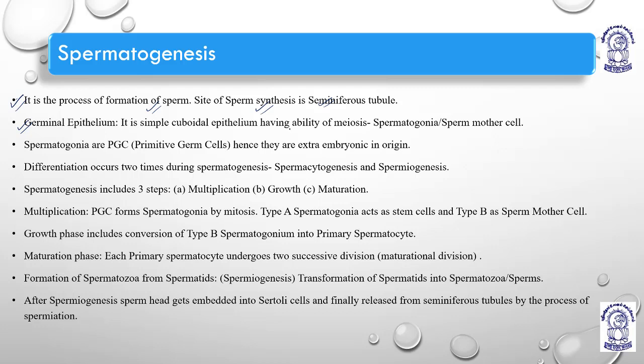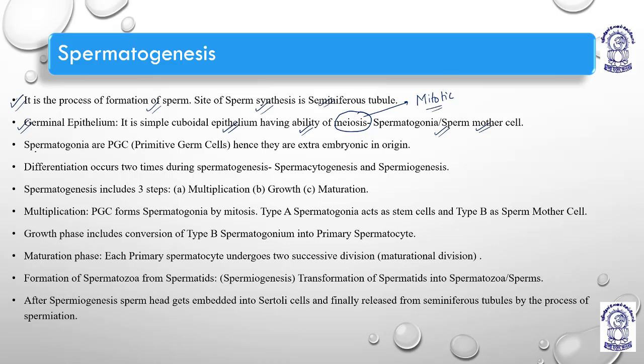It is cuboidal, and it is glandular. This glandular germinal epithelium, or the cuboidal epithelium, has the ability to undergo division, cell division, and this cell division is both mitosis and meiosis. So the sperm mother cell, the spermatogonia, is basically formed from the cuboidal germinal epithelium cells through the process of mitotic or meiotic division.